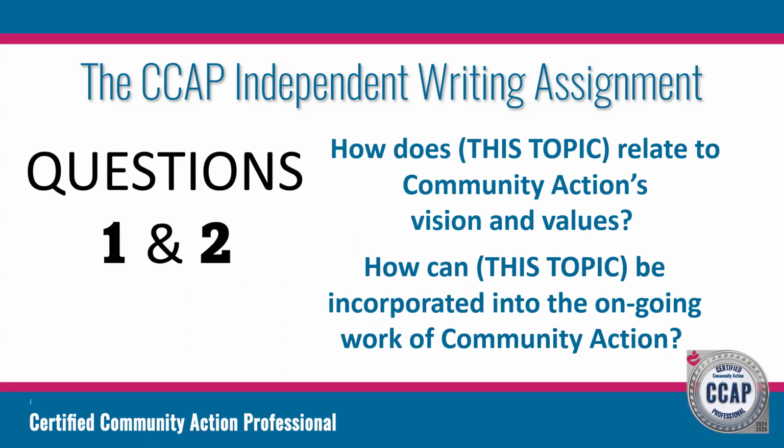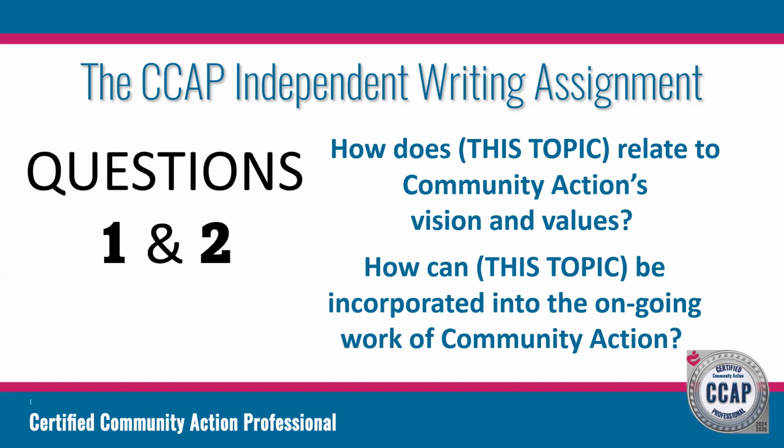The independent writing assignment will ask you to answer 2 questions. On question 1, it will ask you to pick 3 of community action's vision and value statements and relate them to the topic and show how they can come alive and be realized through the topic. In question 2, you'll be asked about how the topic applies to our ongoing work. In one example, you should talk about it being included in work that we do with individuals and families. And in the second example, you should describe how it can guide community action's community level structural systems change work. These are the two questions candidates will be asked in the IWA.